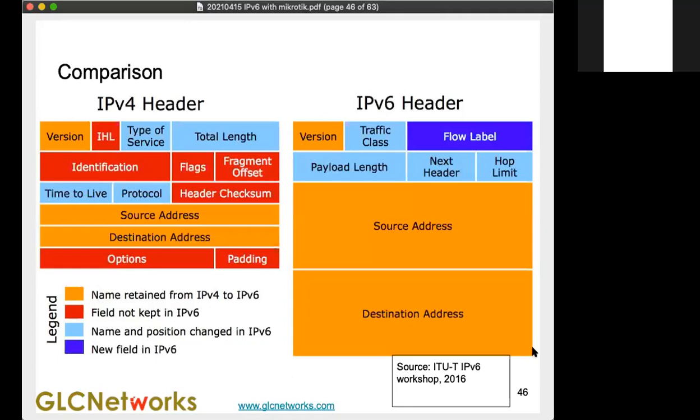So this is the comparison between IPv6 and IPv4. This is IPv4, IPv6. Well, the name is the same. Okay, so version, source address, destination address. The red ones here are not kept. So we just remove these from IPv4. We don't use them. So IPv6 has a simpler header compared to IPv4.